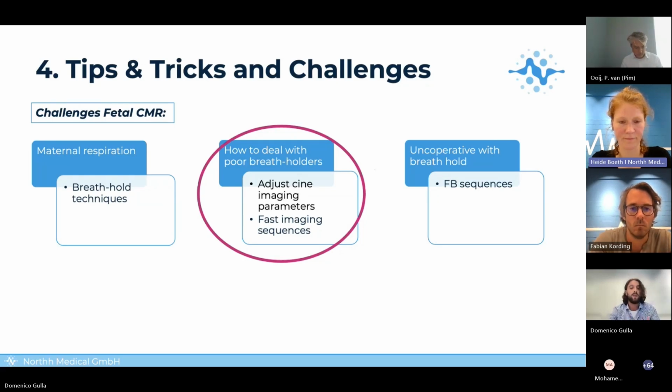In this case, we can also decide to run, instead of our gold standard cine breath hold, a compressed cine breath hold to accelerate the scan time of the sequences, and also to consider a cine breath hold with low resolution.